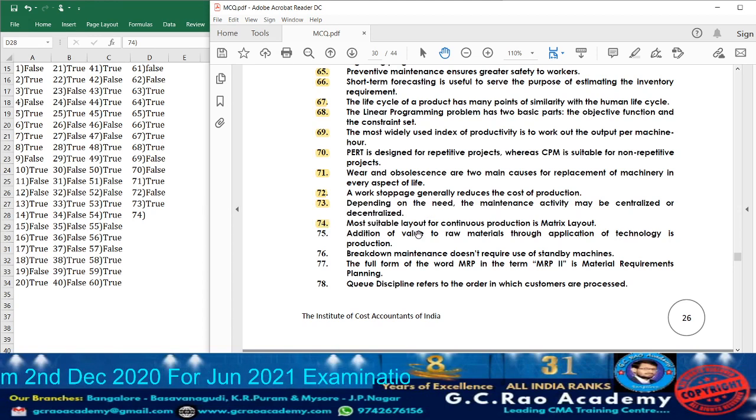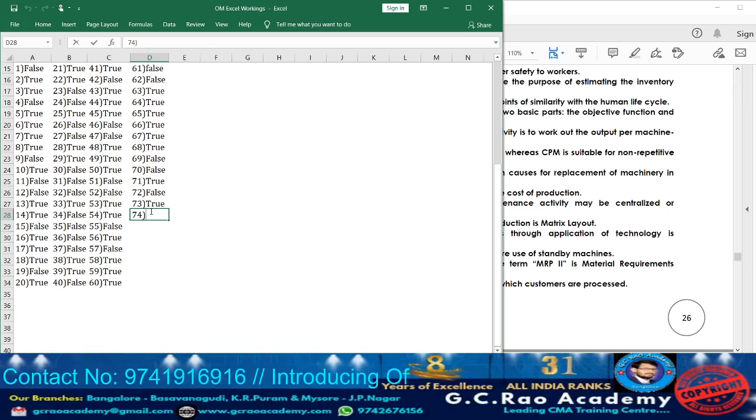What are they telling? More suitable layout for continuous production is matrix layout. The answer is false, because for continuous production the line layout will be the most suitable. Which layout? The line layout, not the matrix layout. So accordingly, statement 74, whatever they have given, it is false.